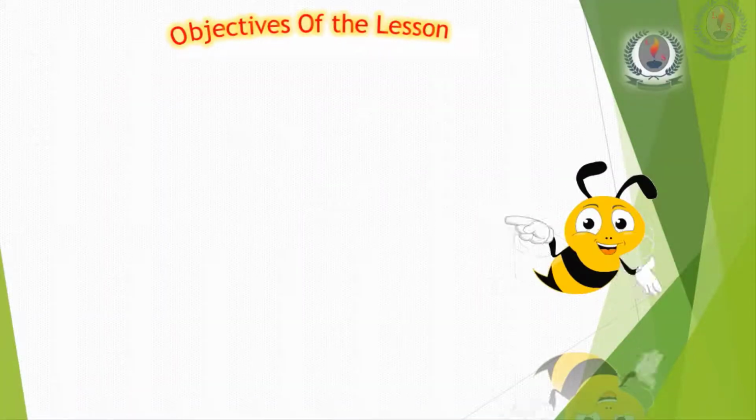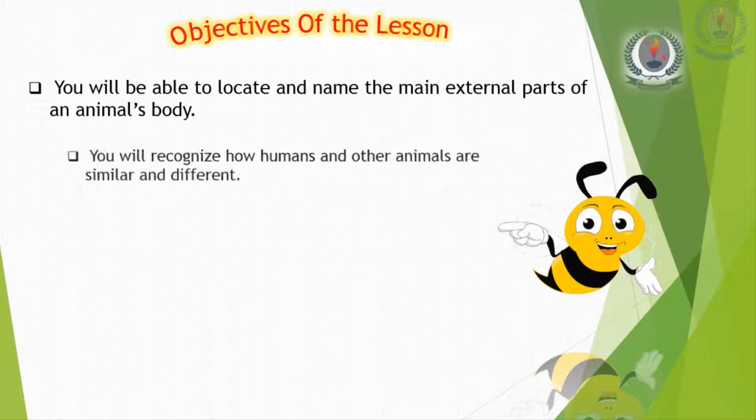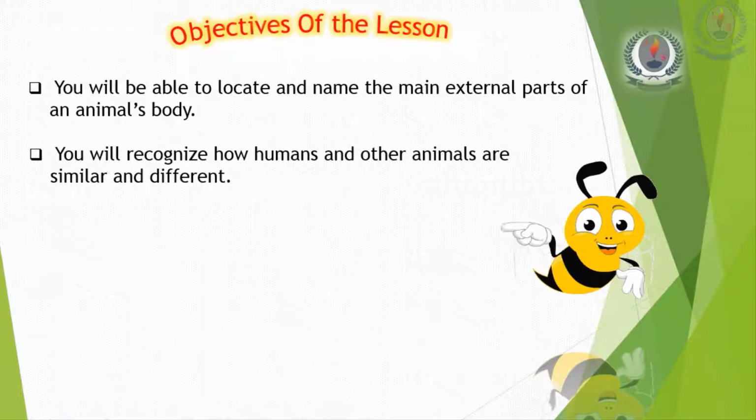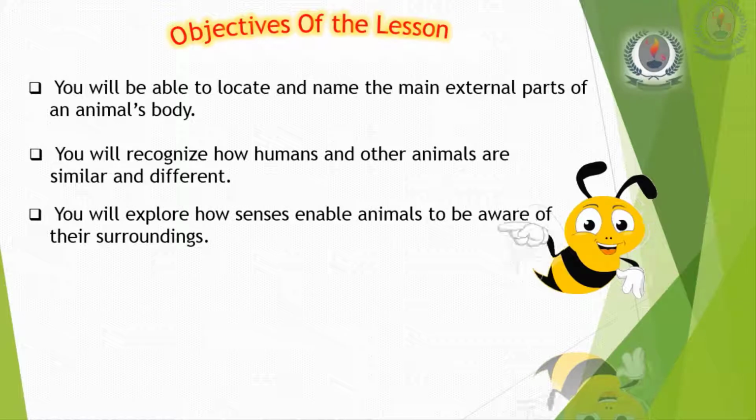Children, let's see what are the objectives of the lesson. You will be able to locate and name the main external parts of an animal's body. You will recognize how humans and other animals are similar and different. You will explore how senses enable animals to be aware of their surroundings.